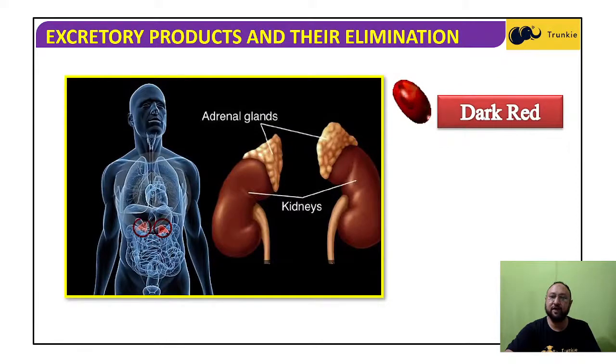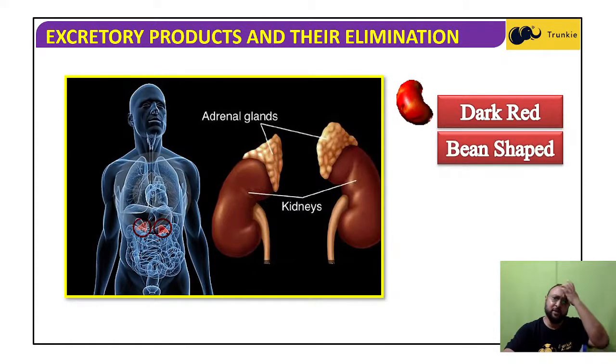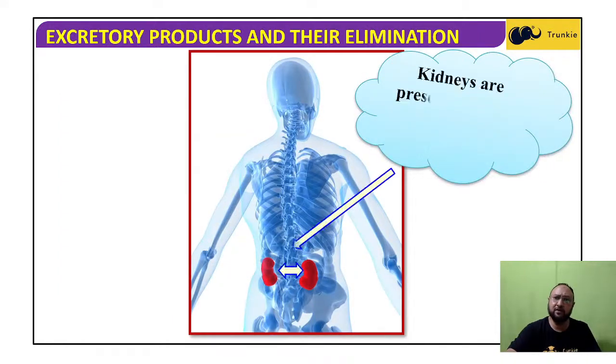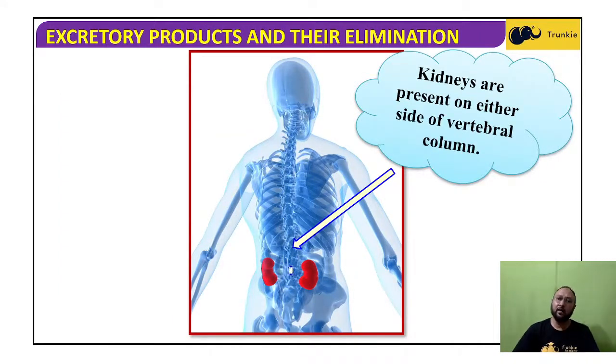Here you can see it is dark red or brownish in color, present at the back side, as I told you. Just above the kidney is a bean-shaped, important endocrine gland called the adrenal gland, producing hormones. In the lower abdomen, you can see the kidney is present on either side of the vertebral column, not in the front but on the dorsal, back side.